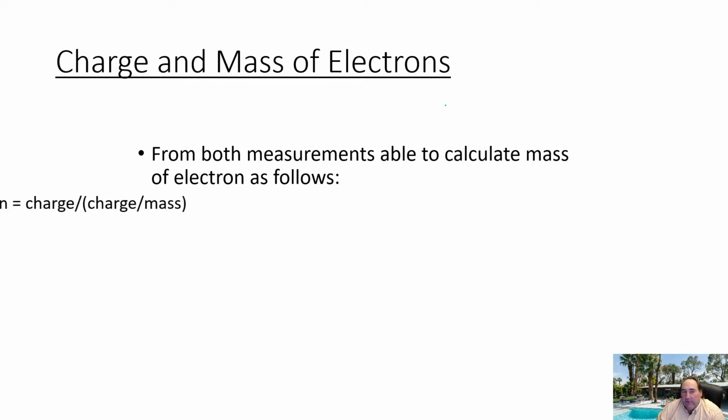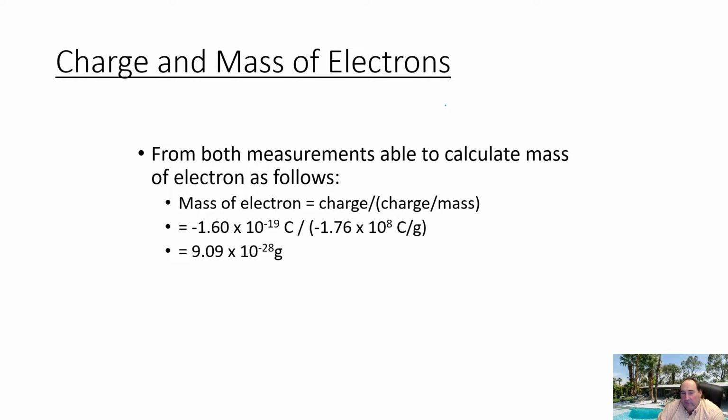So using the results of these two experiments, the first major finding in terms of an electron was what the mass of an electron was. Doing that math, taking the charge and dividing it by the charge to mass of an electron, we end up with the mass of an electron at 9.09 times 10 to the minus 28 grams. So I ask you to think about, is that a large number or a small number?